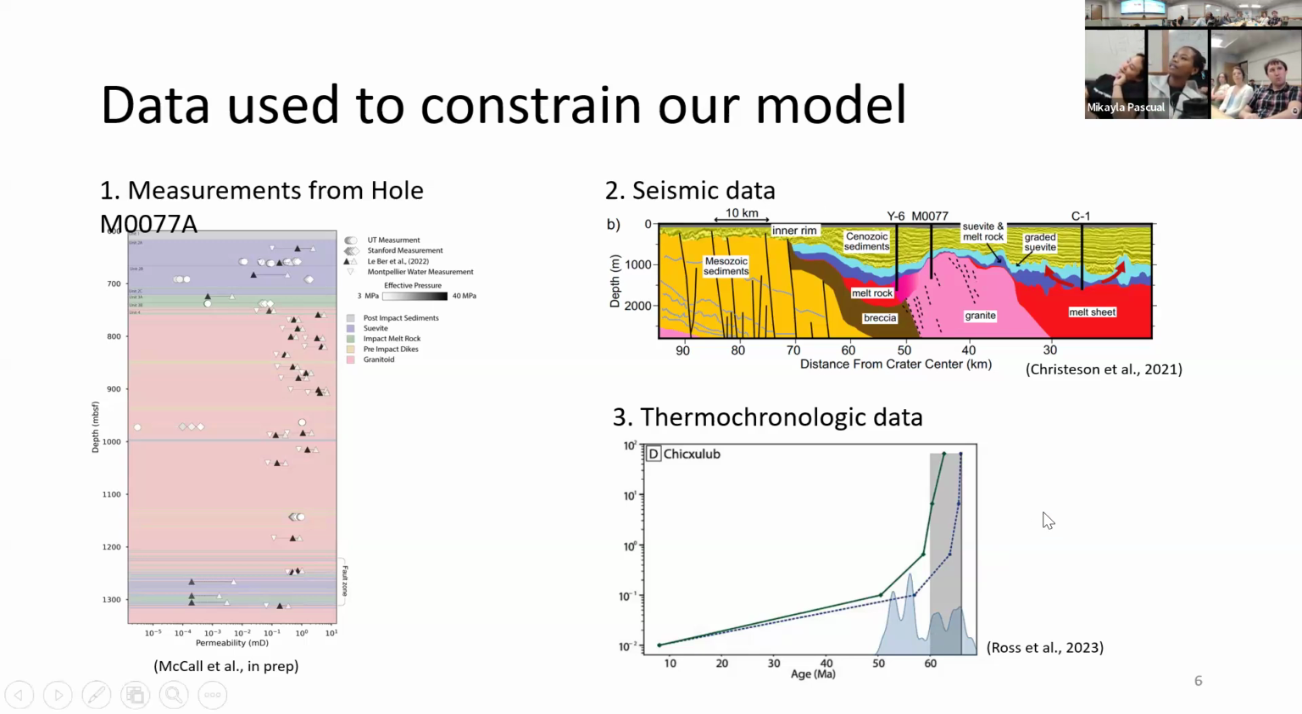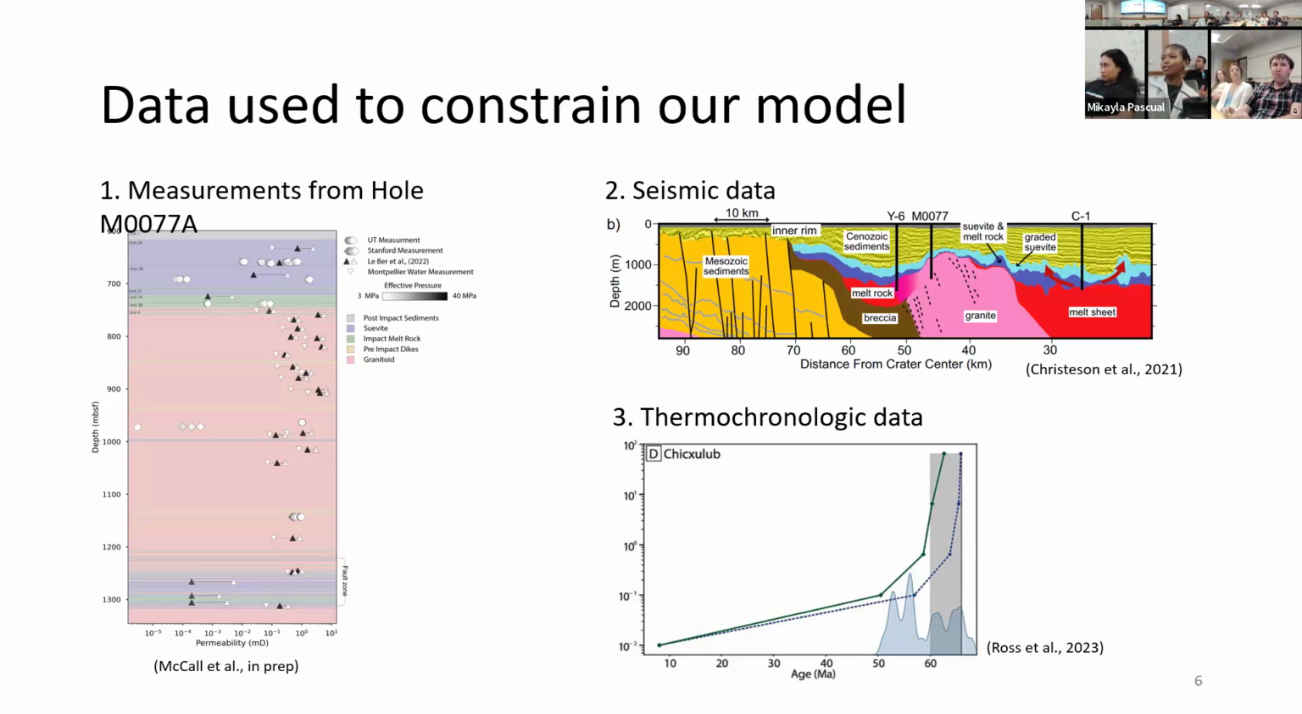And also from Expedition 365, we have seismic data, and we can use this to map the subsurface and get a better idea of the geometry within the central crater and the peak ring. And then we also have thermochronologic data. This one in particular shows zircon and helium data that have ages as young as 14 million years younger than the impact, if that makes sense, which suggests that the hydrothermal system lasted potentially up to 14 million years after the impact.